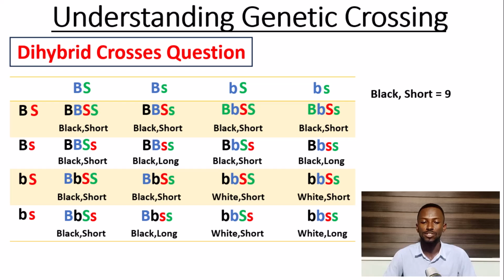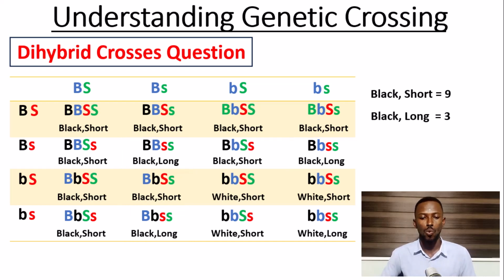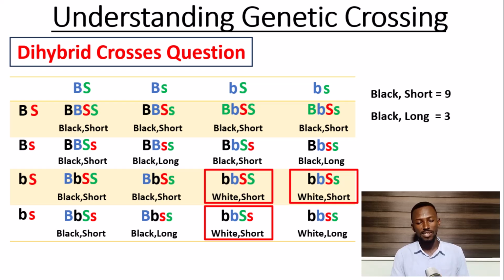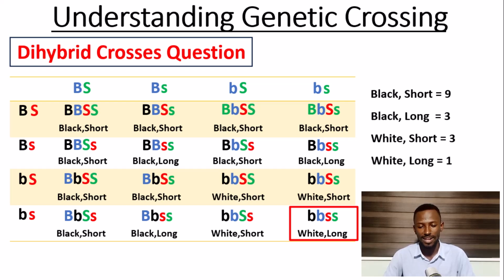Now we are done with the black short. What about black long? So now look through and count the ones that have black fur that is long. You realize that the black long ones are 3. What about a white short? Now let's go to white fur guinea pigs that have short fur. If you count them correctly, they are also 3. And the last one will be a white guinea pig that has long fur. That is only 1.